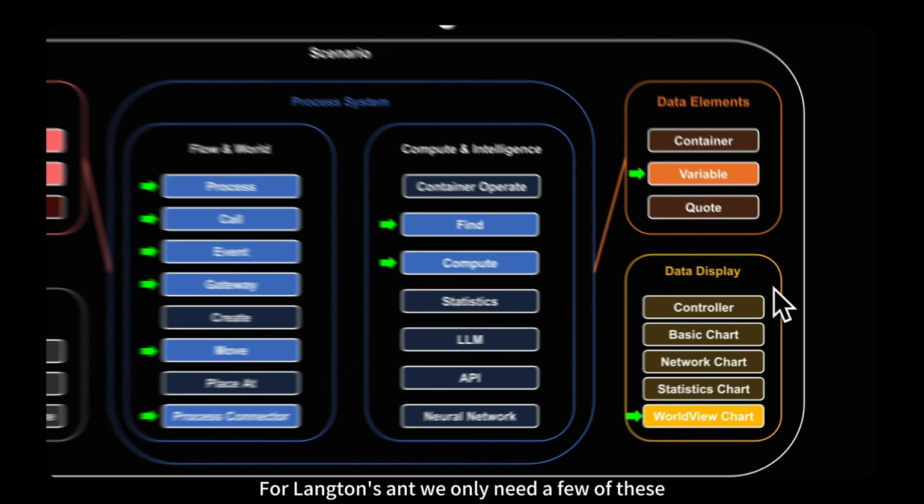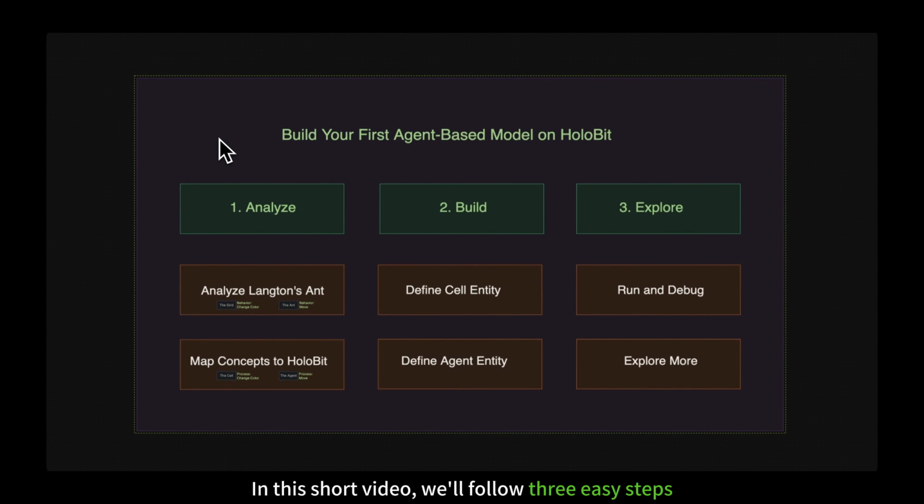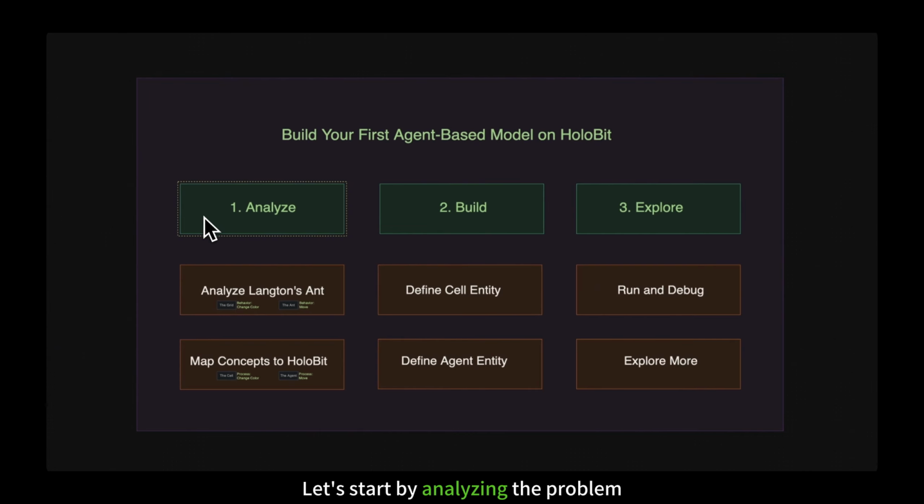For Langton's ant, we only need a few of these. A cell for the grid, an agent for the ant, two processes for behavior, and a worldview to see it unfold. In this short video, we'll follow 3 easy steps: analyze, build, and explore, to create the model with no coding required. Ready to see it in action? Let's start by analyzing the problem.